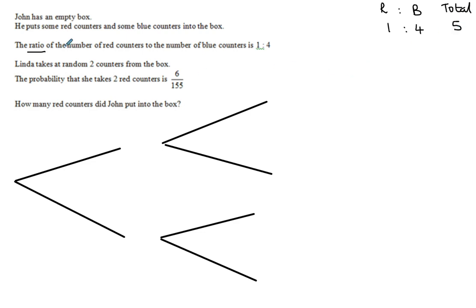Linda takes at random 2 counters from the box. We assume it's not replaced, so she's not grabbing the 2 counters. She's picking one, and then she's going to pick another one. So she's not replacing. Okay? The probability she takes 2 red counters is 6 out of 155.